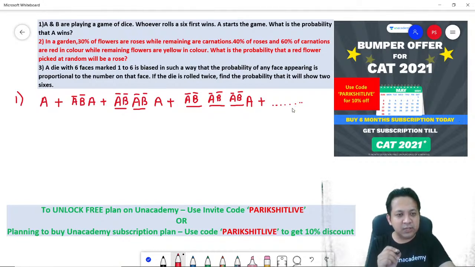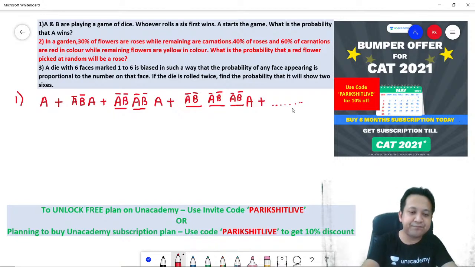Now, I must tell you, in your CAT, anytime you get an infinite series, as an example, the one that you see on your screen, there is no ending to it. It got to be an infinite GP, because that's the only series which is there in the syllabus and which is infinite. So immediately think about it as an infinite GP.